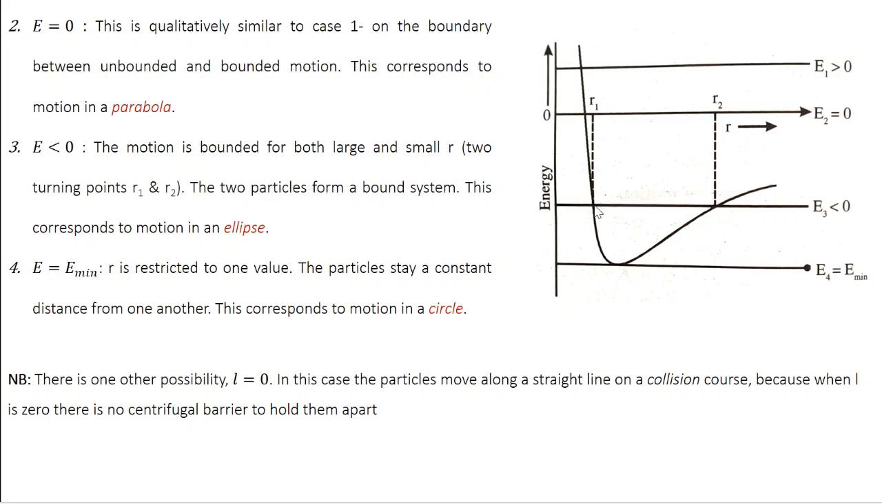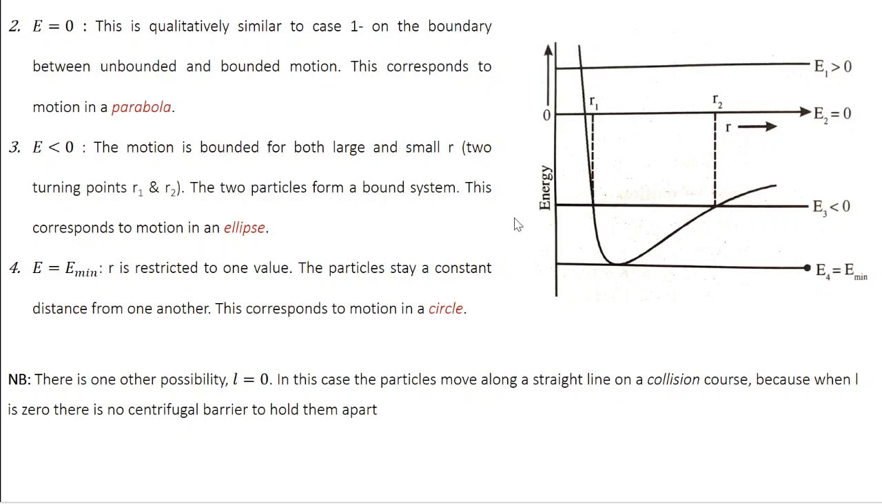So you have essentially two turning points, one lower turning point, one upper turning point, and motion is bounded between these two points. In other words, the two particles are going to form a bound system. In this scenario, the trajectory of the particle is going to be an ellipse. Classic example for this is the motion of Earth around Sun. As you know, the orbit of Earth is an elliptical orbit, right?